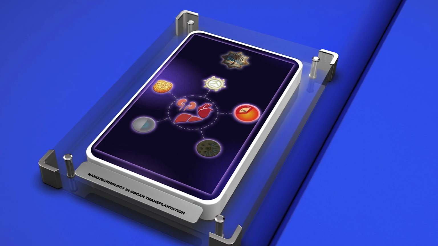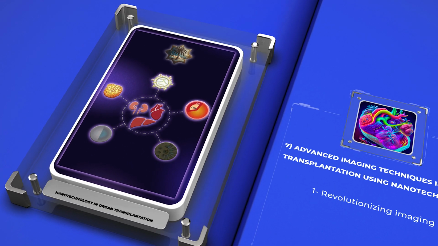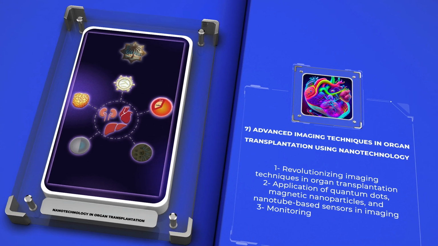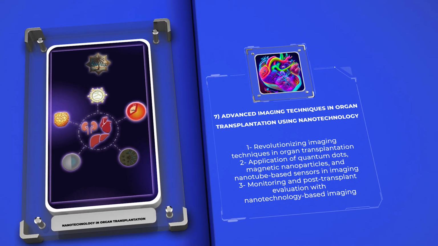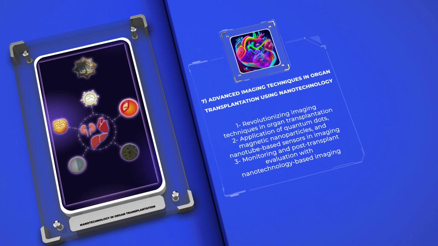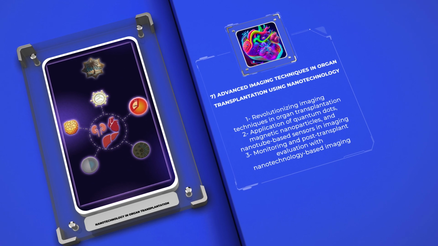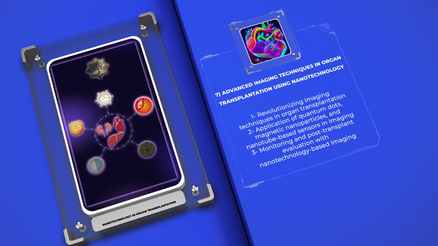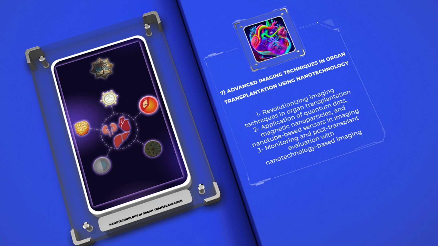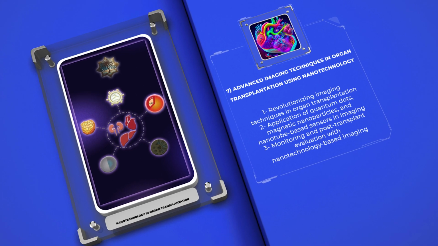Accurate imaging plays a vital role in determining organ health and assessing potential complications after transplantation. In this topic, we will explore how nanotechnology has revolutionized imaging techniques, enabling the visualization of intricacies at the molecular and cellular levels. We will discuss the application of various imaging modalities, including quantum dots, magnetic nanoparticles, and nanotube-based sensors, in organ transplantation monitoring and post-transplant evaluation.